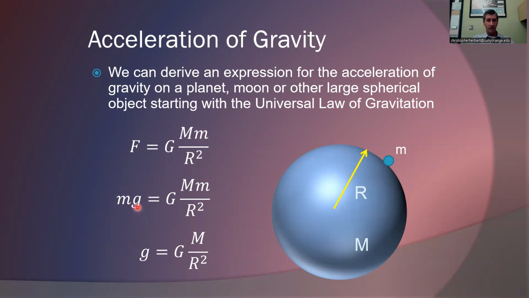So if I want to know the acceleration of gravity for a planet, I can cancel out this small m with this m right here, and I get an expression for the gravitational acceleration on the surface of any planet, which is equal to big G times big M divided by big R squared, where roughly as the planet becomes more massive, the acceleration of gravity becomes larger and larger. As the radius of the planet becomes larger, the acceleration of gravity actually becomes smaller if we hold the mass constant. Now, here's the important thing.